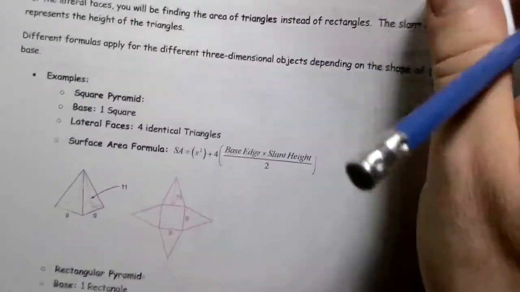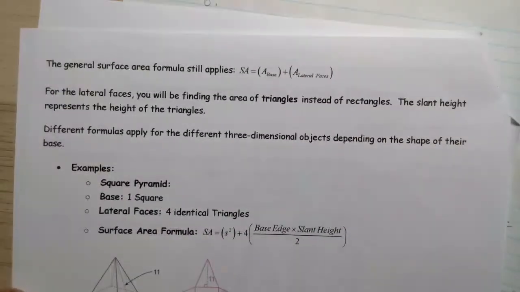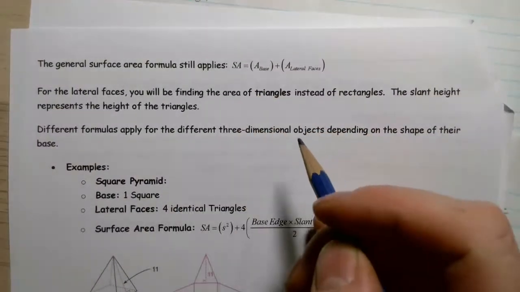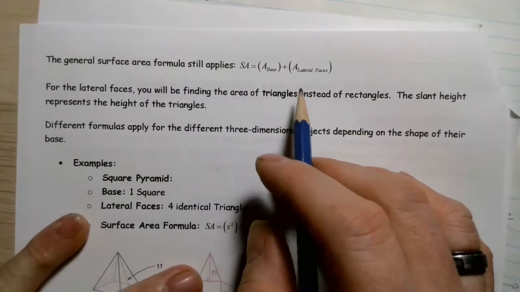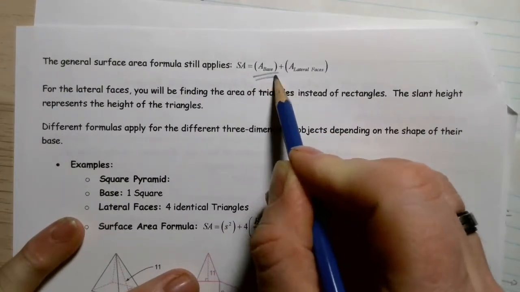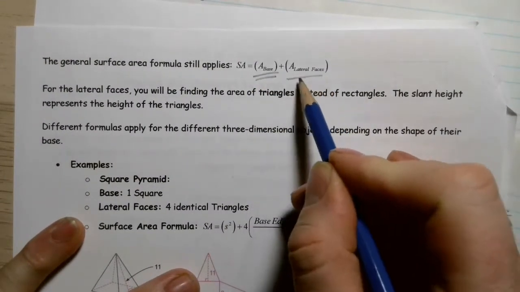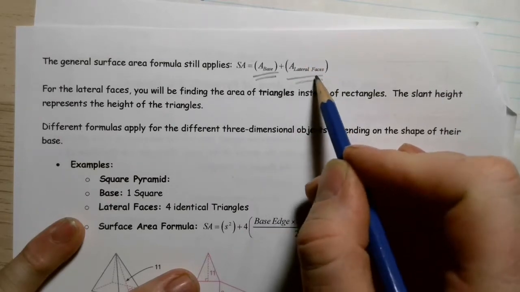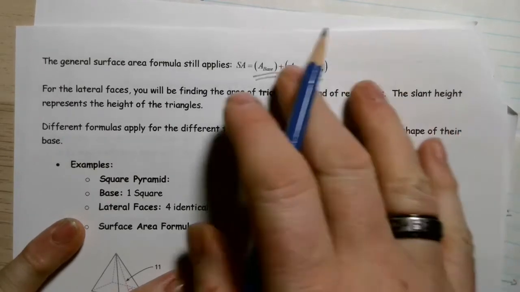Additionally, our general formula for the surface area is going to look like this. Because really what we're doing is focusing on the surface area now. We're going to take the area of the base, and then we're going to add up all of the lateral faces, the triangles around the pyramid here.